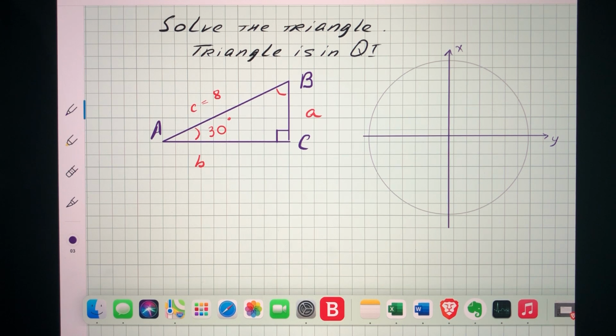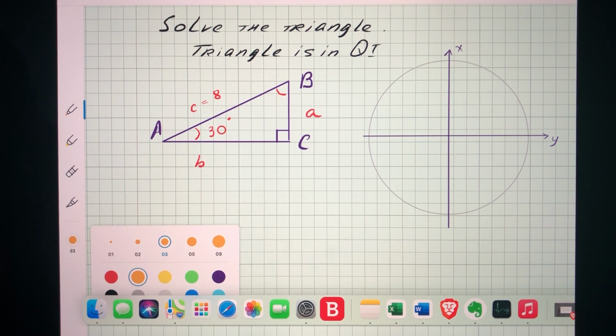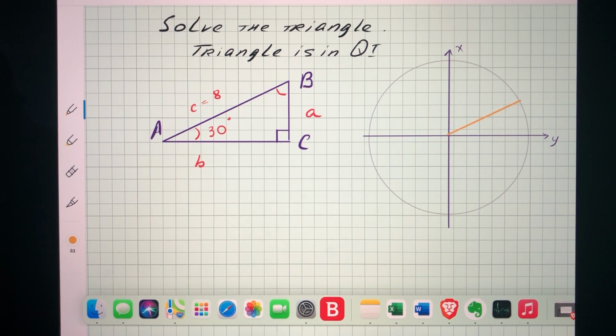So here is our triangle. It's in the first quadrant, which means we are here, and there is a 30-degree angle. The hypotenuse is 8. This is no longer a unit circle because the radius is not 1, it's 8. The vertical side is A, the horizontal side is B. This angle is 90 degrees.